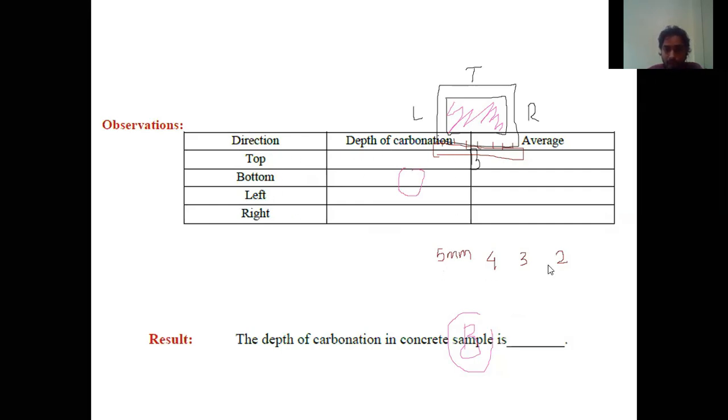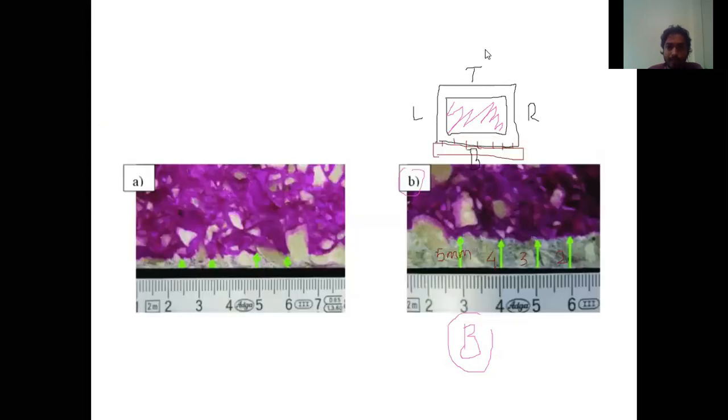So depth of carbonation, how to calculate this depth of carbonation? We have to calculate by using this. We have to take the average of it. So how to take the average? Average is taken by 5 plus 4 plus 3 plus 2, whole divided by 4. So how much does this come out to be? 14 divided by 4 comes out to be 3.5, right? The average value comes out to be 3.5.